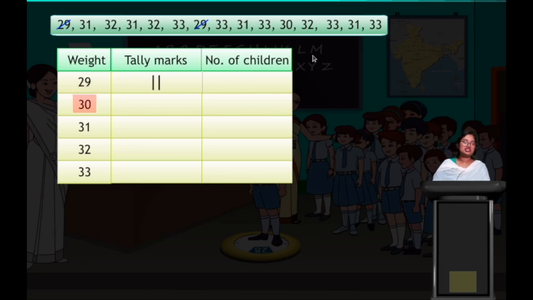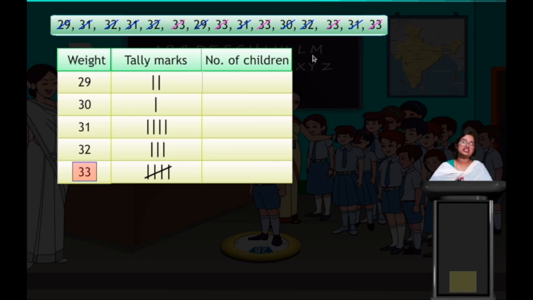What about 30, children? Yes, 30 has occurred only one time. So the tally marks will become 1 here. And what about 31? Yes, 31 has occurred 4 times. So like this, we can write the tally marks for corresponding weights. So now, what does this tally marks represent? Yes, it represents a frequency, right?